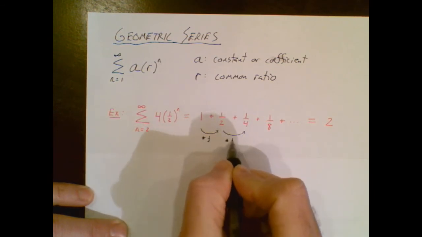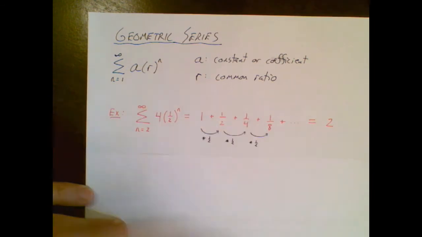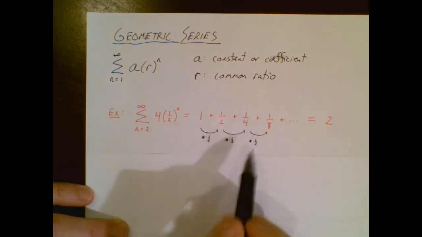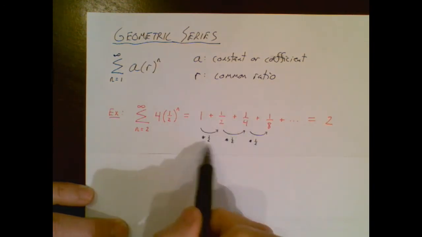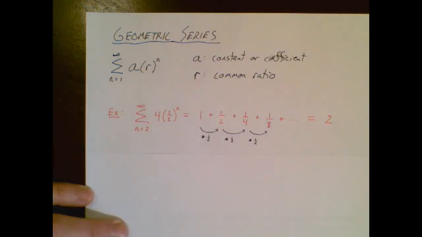I've multiplied by a half, again and again. That's what makes this a geometric series. I have a common ratio. In this case, the common ratio is 1/2. R, the common ratio, is 1/2.